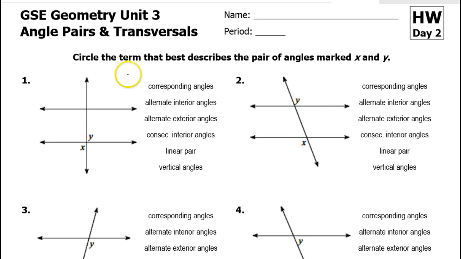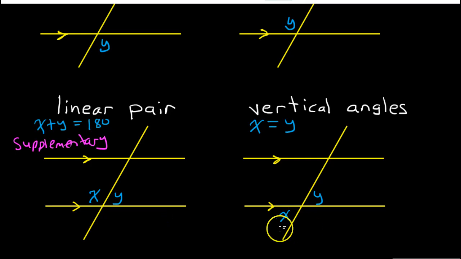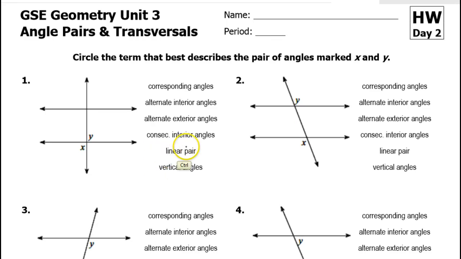Now, circle the term that best describes the pair of angles marked x and y. So x and y, these are just like these angles. They're right across from each other. They are vertical angles. So this is a pair of vertical angles.